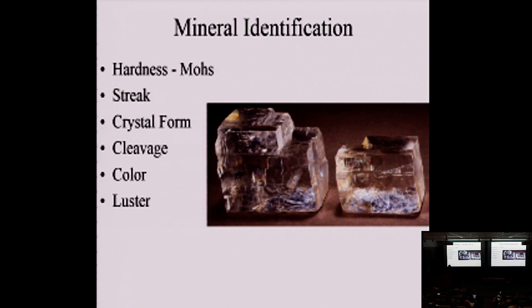Luster is defined as the surface sheen, and luster can be metallic, non-metallic, or opalescent, so there are different lusters it can be. But the 2 most common lusters are metallic and non-metallic.